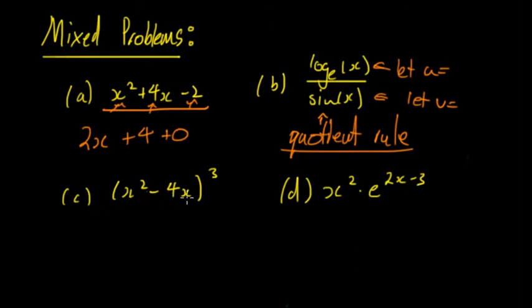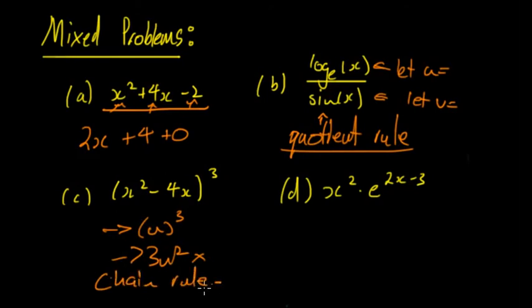So what about this one? (x² − 4x)³. Well, we could expand it out, but that's going to take a long time. So the easiest way for this is we can put it in the form u³, and then bring it down to 3u², and then using the chain rule, we can calculate it. So here, we wanted to use the chain rule.